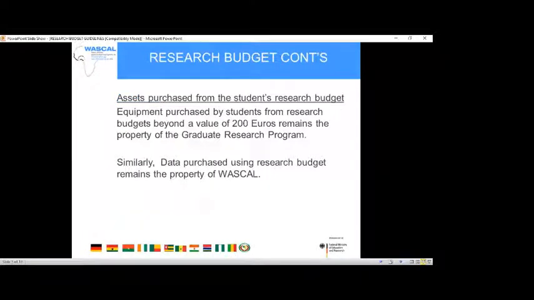As you are all aware, in the course of your research budget, you may intend to buy a camera, GPS, and the rest. But one thing is certain, that any equipment you purchase in the course of your fieldwork, which is above 200 euros, remains the property of WASCAL, CC, and HH. Are we together? Yes, sir. Any equipment in the course of your field work valued above 200 euros remains the property of WASCAL, CC, and HH. That is for the graduate research program. Any question on that?